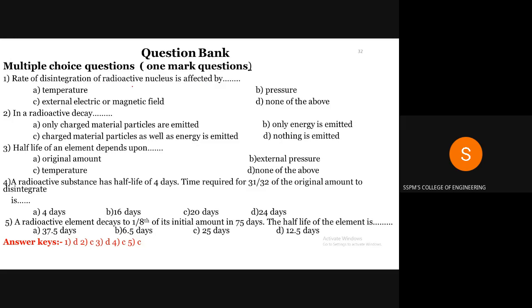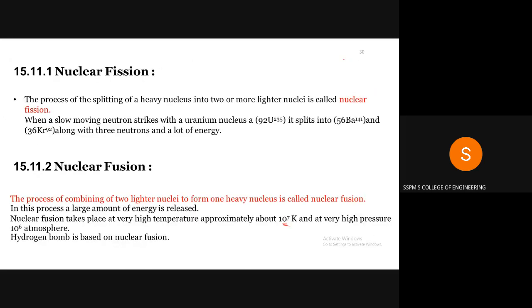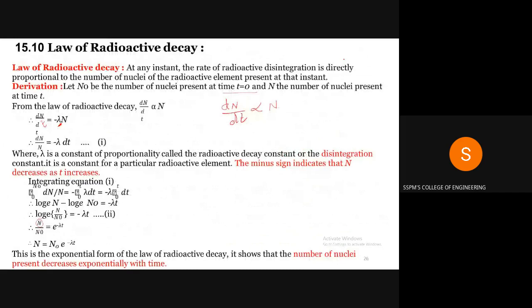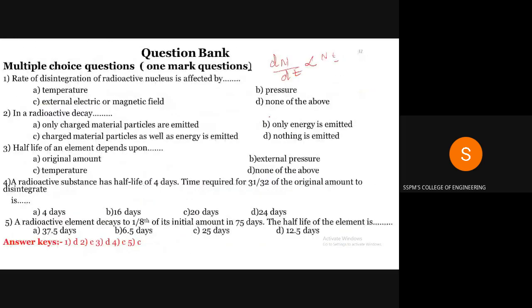The rate of disintegration of radioactive nucleus is directly proportional to which parameter? dN by dt is directly proportional to N, at time t. Here N is the number of nuclei present at any time t. So on that you can get the answer.